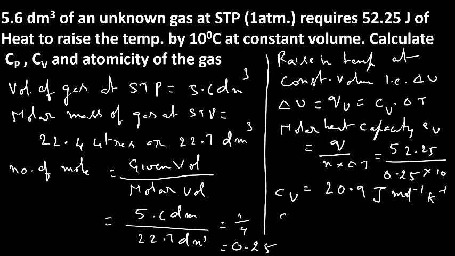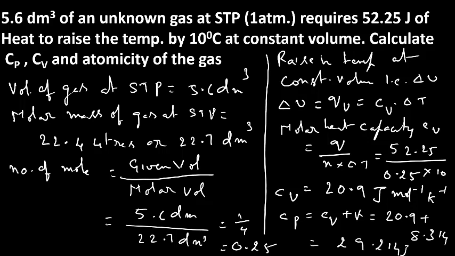But what is Cp? Cp equal to Cv plus R. So this is nothing but 20.9 plus 8.314. This is nothing but 29.214 joule. Right. Now, how do we find the atomicity? To find the atomicity, we must know about gamma value. So what is gamma value? Gamma equal to Cp by Cv. What is Cp?